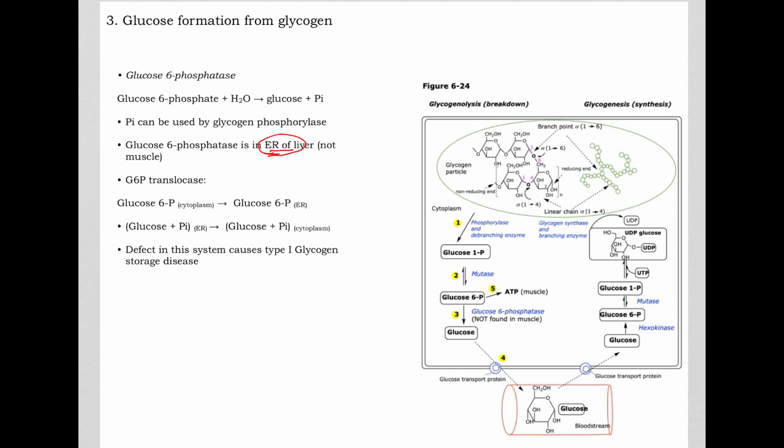So therefore we require a transport protein, glucose 6-phosphate translocase, that will bring the glucose 6-phosphate from the cytoplasm into the ER, and then once the glucose 6-phosphate is converted to glucose and Pi, this translocase will take the glucose and Pi out from the ER into the cytoplasm. Any defect in this system will cause what we call type 1 glycogen storage disease, and we'll talk about these genetic diseases that affect metabolism in future videos.